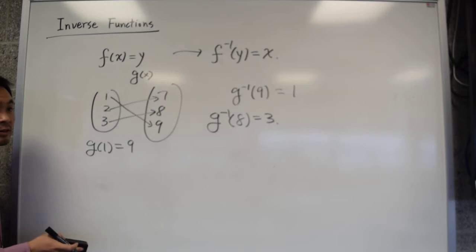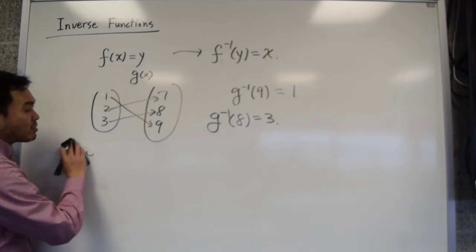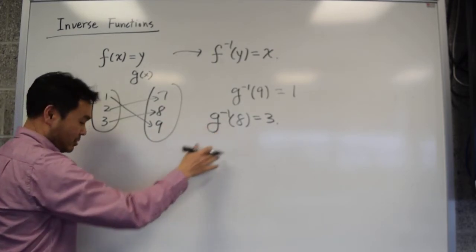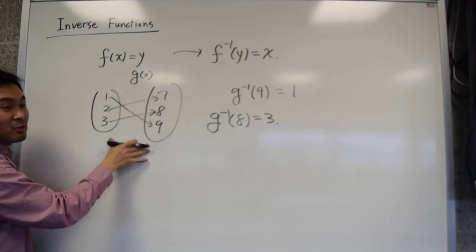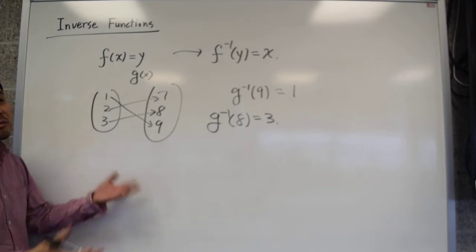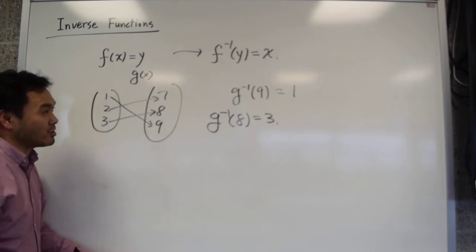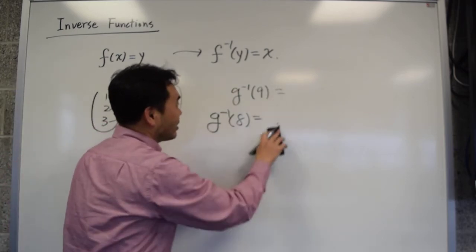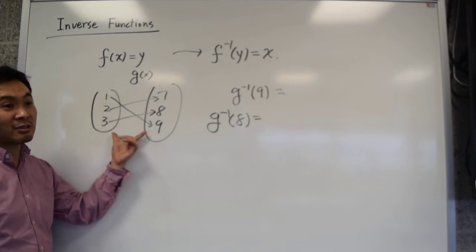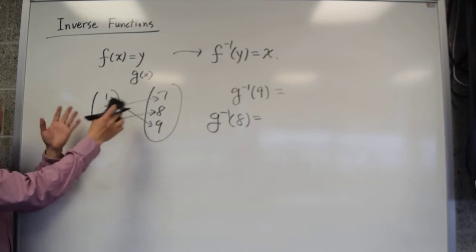Yes? How would you know where the arrows go, though? In a math question, there's something given, and then there's the question, right? So given is given. Somebody comes up to you and says, I have this function, it looks like this. Then the question is, can you tell me what g inverse of 9 is? What g inverse of 8 is? Assuming that this is something that's known. So, yeah, I just pulled up an example.